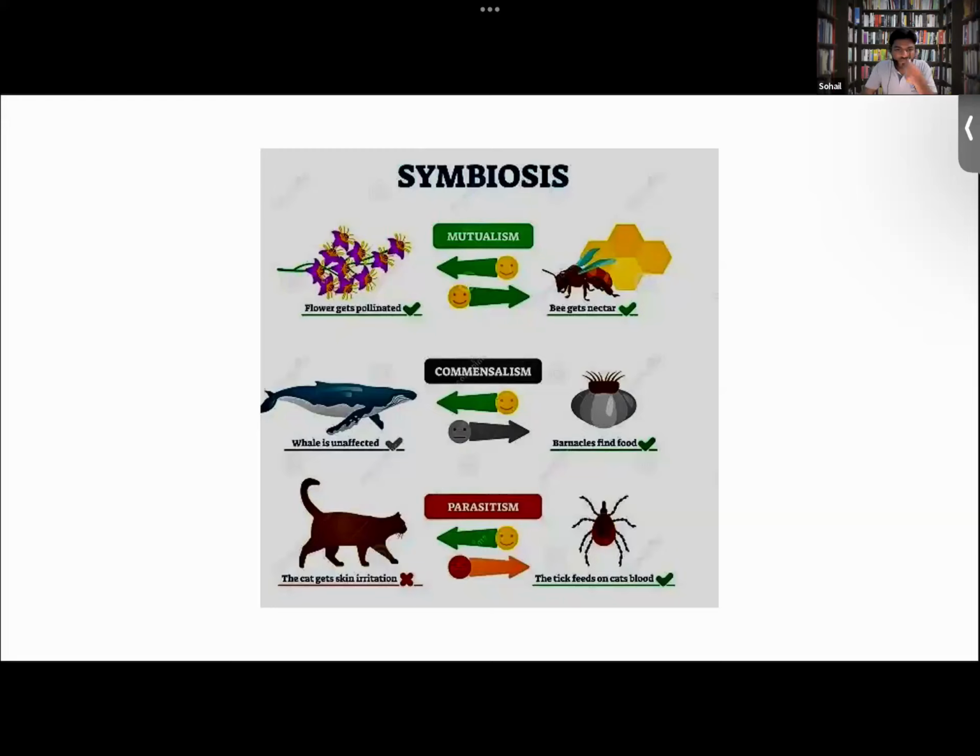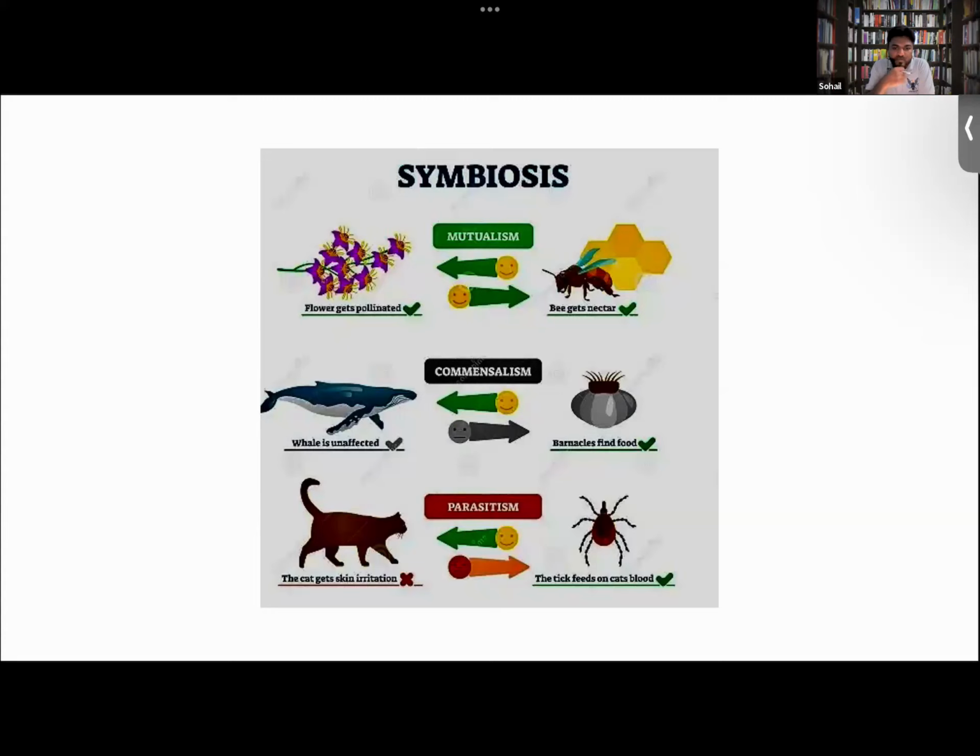For example, as you can see here, in the case of pollination of flowers, what do we see? That both of them are getting benefited here. The bee is getting nectar from the flower, and the flower is getting pollinated because of the bee. And then we see in the case of the whales.